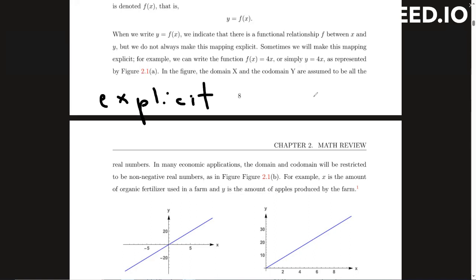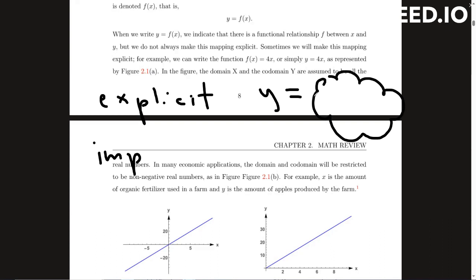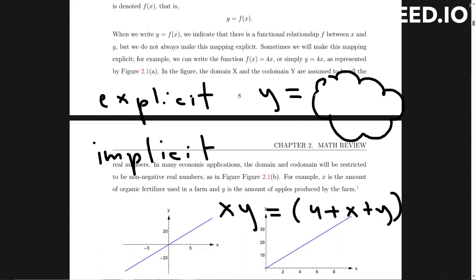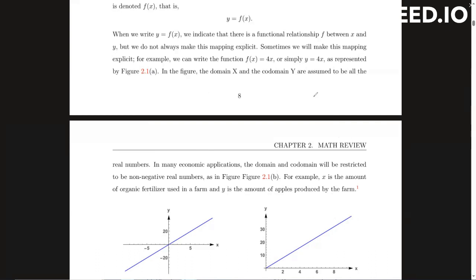Explicit just means y equals. That's all it means. So explicit just means that y equals the thing over here. Of course, implicit, we do remember implicit differentiation. Implicit means you have, say, xy equals 4 plus x plus y or something. It just means that y is not alone. So literally, if we just quickly define it, yes, explicit.